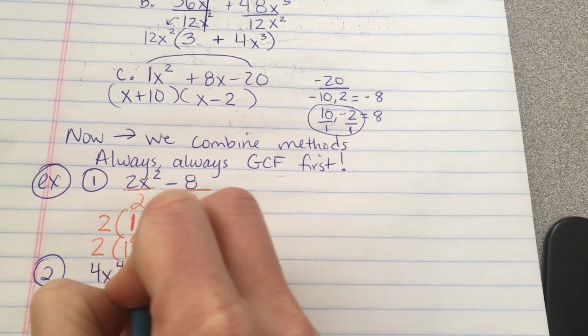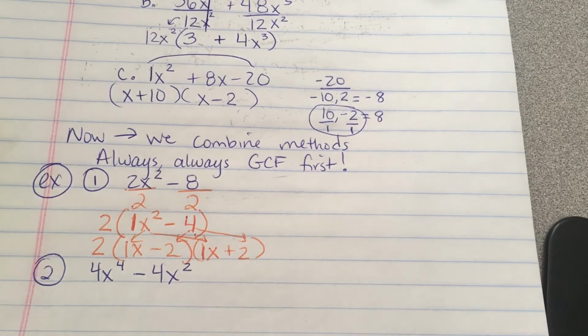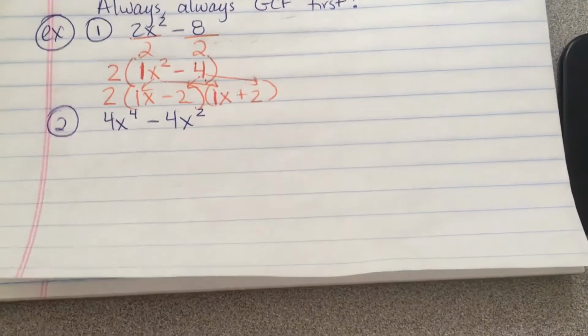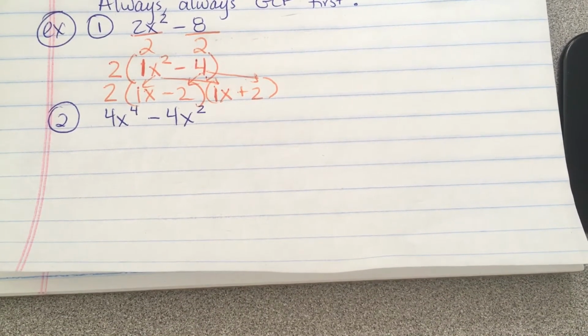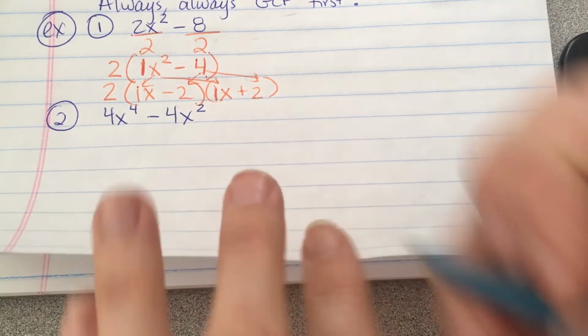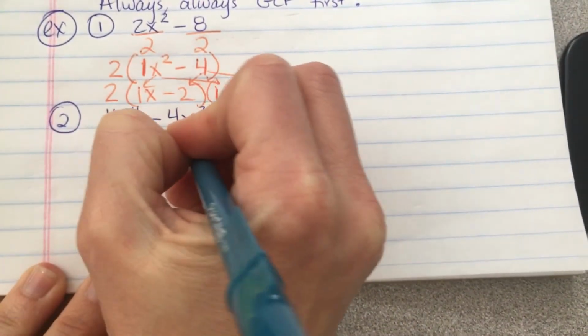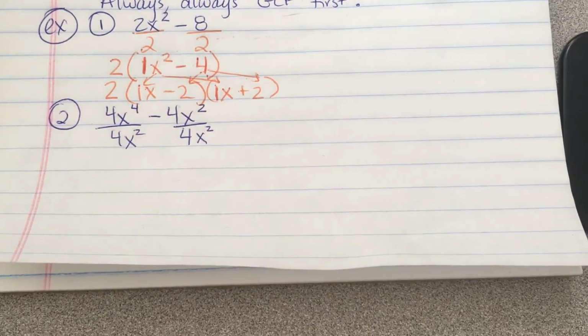All right, 4x to the 4th minus 4x squared. What do you check for first? GCF, what goes into both of them? 4. You got to pick the biggest number. 4 goes into both of them. What else? X squared. Okay, you pick the smallest small number.